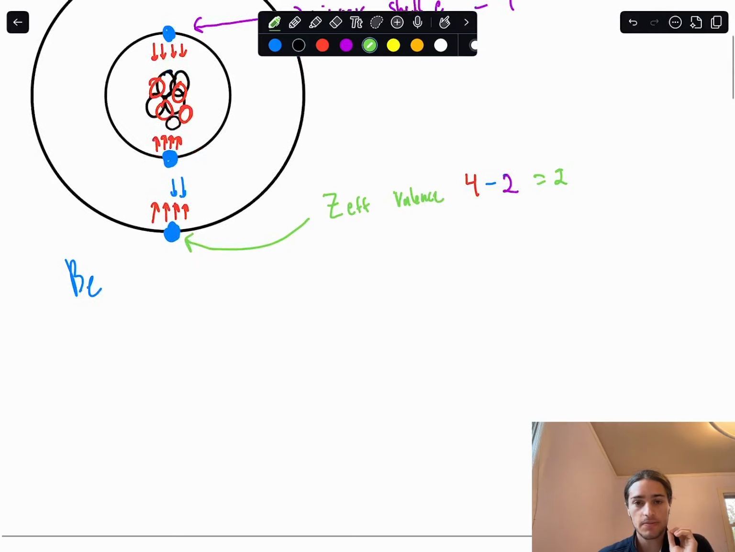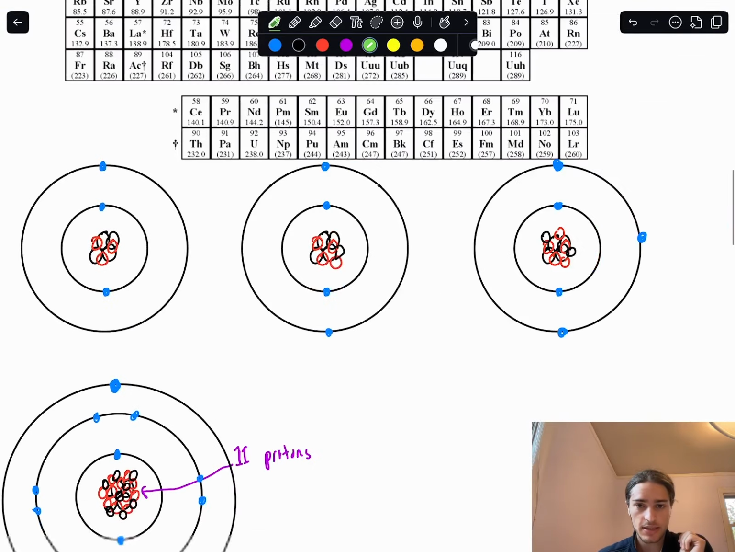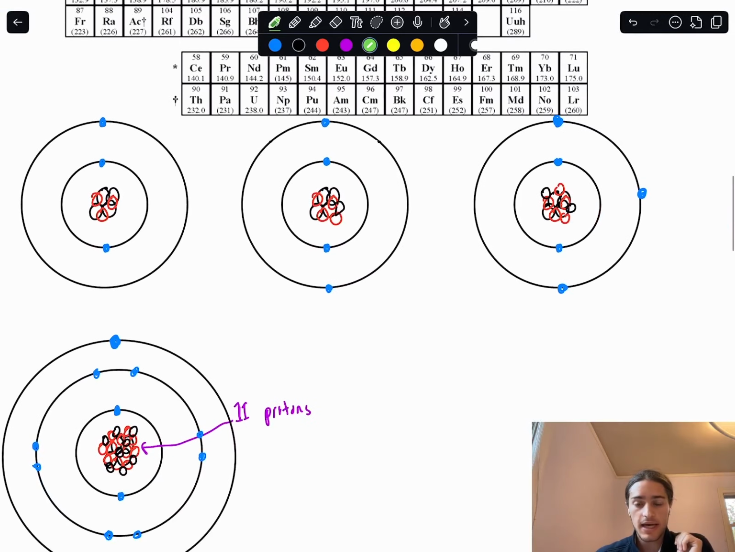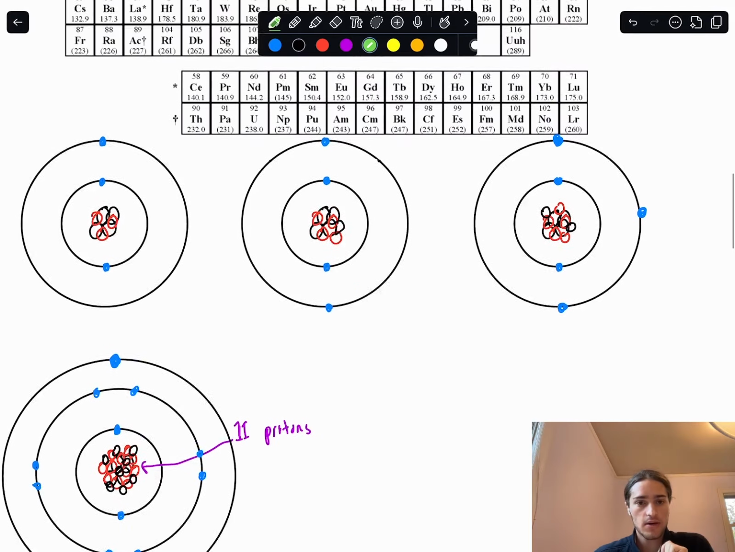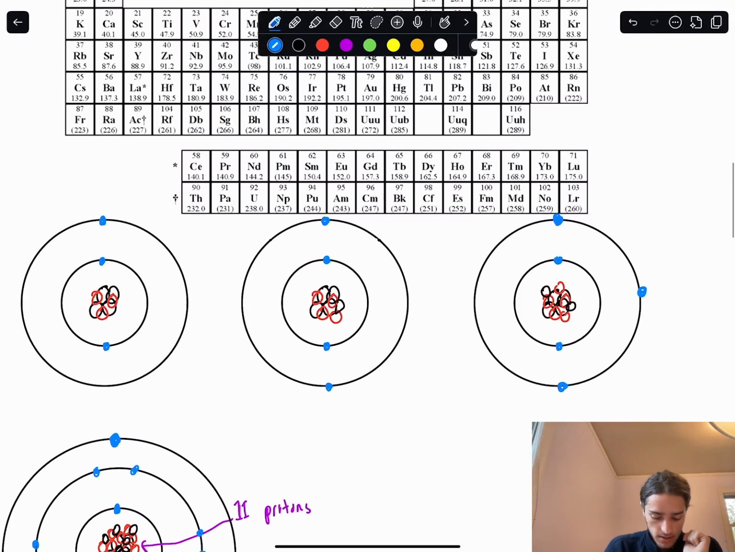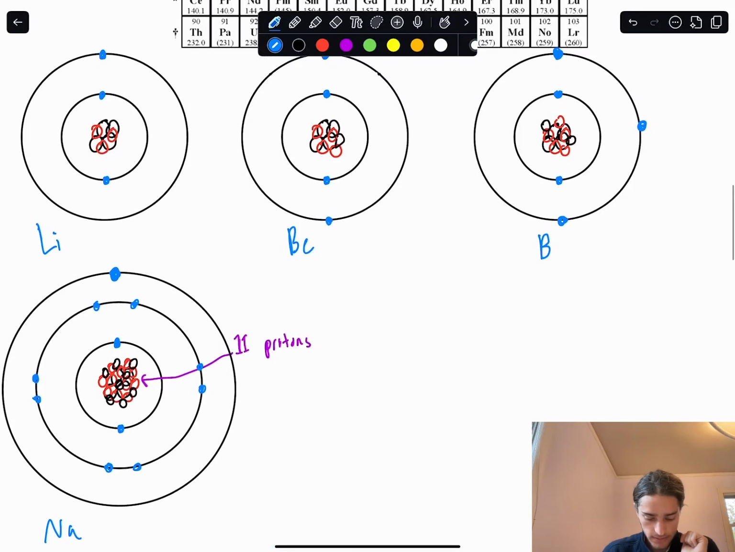Okay, that being said, let's get a bit more practice with this and see the trend part of this periodic trend. So I've drawn 4 atoms here. Let's go ahead and identify them and calculate their Z effectives, their effective nuclear charges. So I would recommend pausing the video for a quick second because I'm going to do this pretty quickly. All right, so the first atom is going to be lithium, and then we've got beryllium, and then boron, and finally below lithium, we've got sodium.